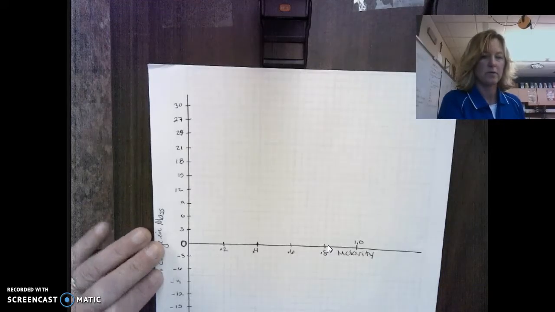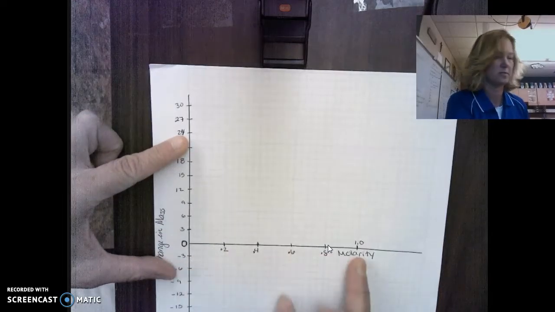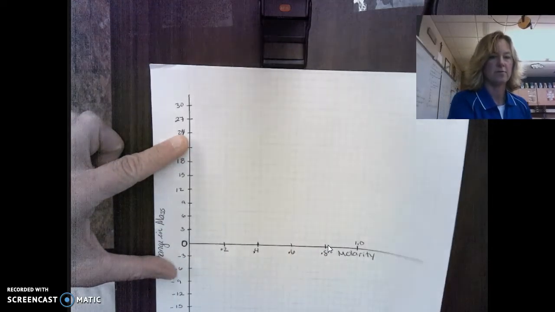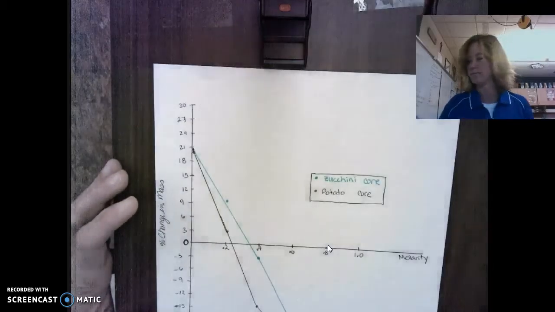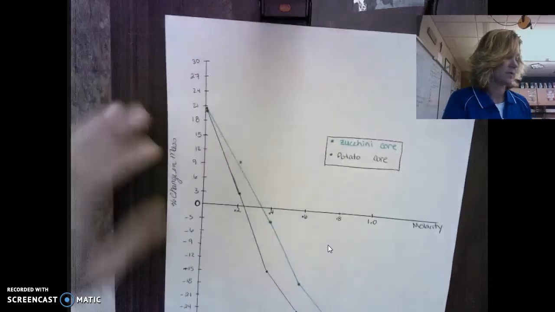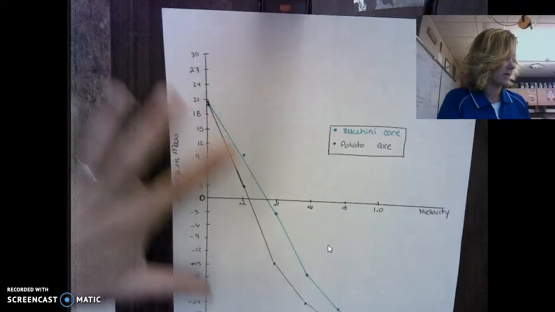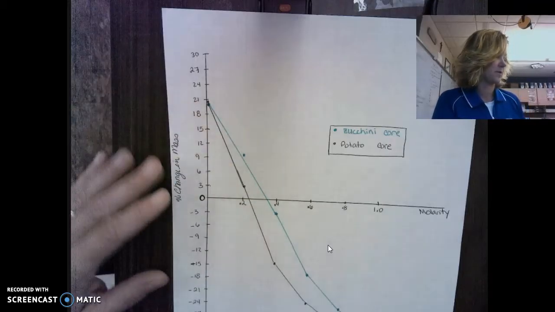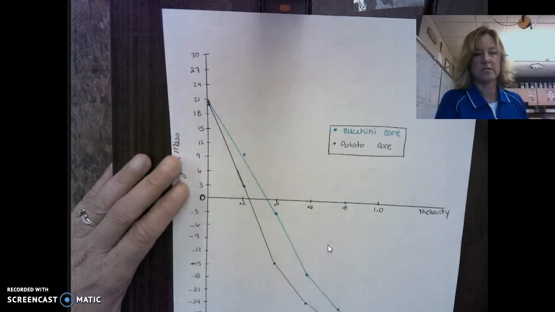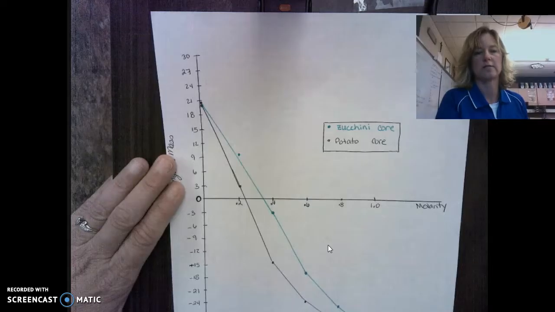I'm going to graph the percent change in mass as it relates to the molarity. After I graph my sample data, I should end up with something like this, and I'm going to connect the dots as best I can, keeping in mind that I've got some lines of best fit going on here. I have two sets of data. I've got a zucchini core that was put into various solutions of salt or sugar water, and I also have potatoes. So maybe one of yours looks like this.